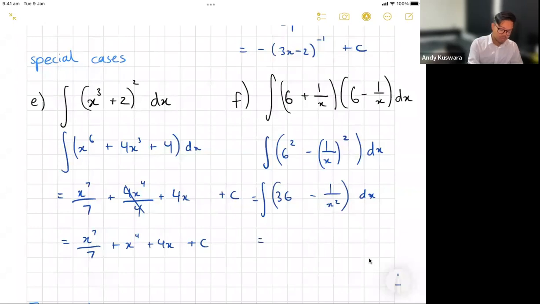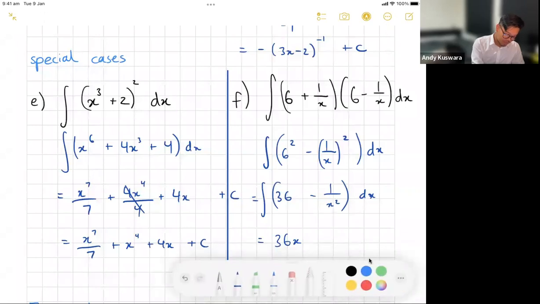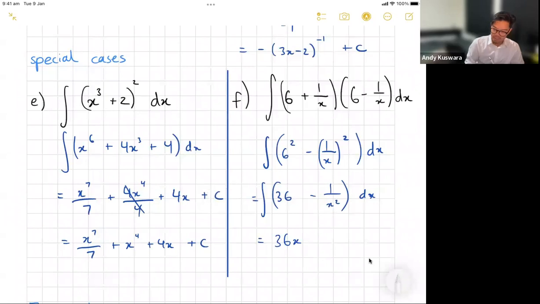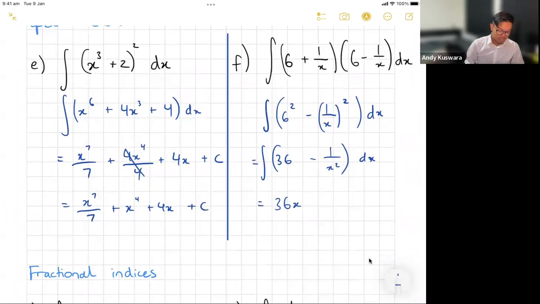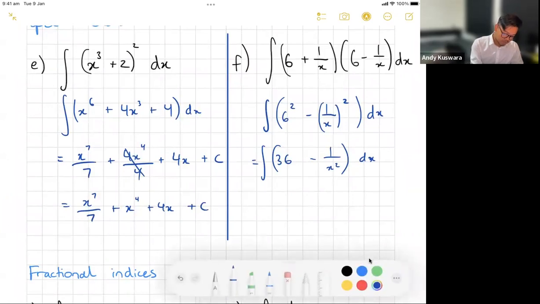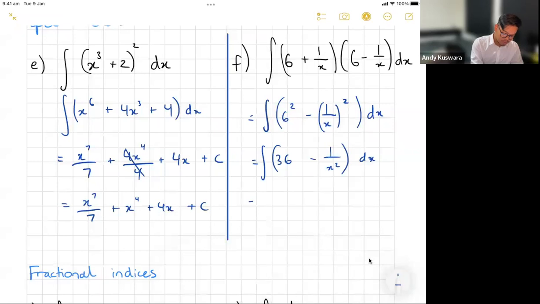So if I do this, let's integrate term by term. 36 becomes 36x. I'll move that plus c in a little bit. So 36 now becomes 36x. And then let's take one more line here just so we can really know what's going on. So this now equals the integration of 36 take away x to the negative 2.